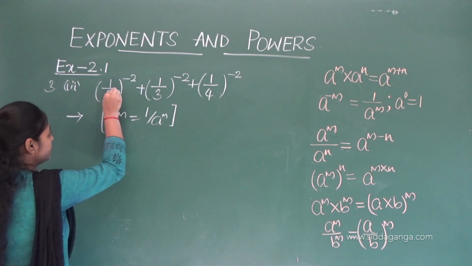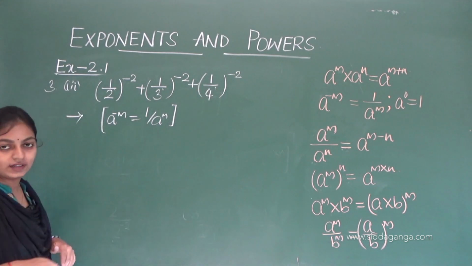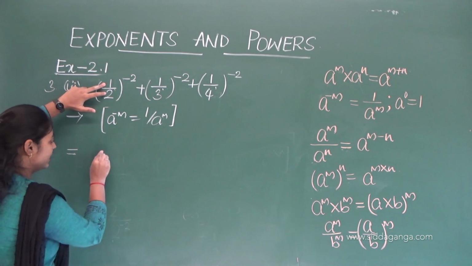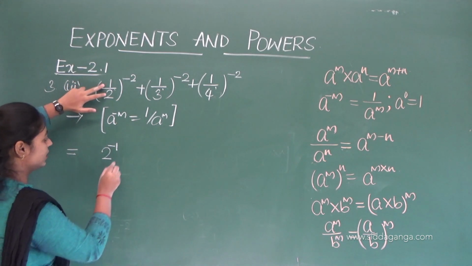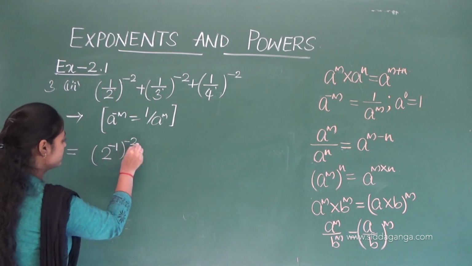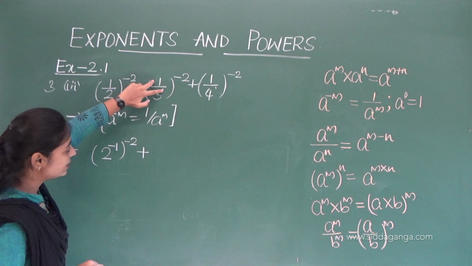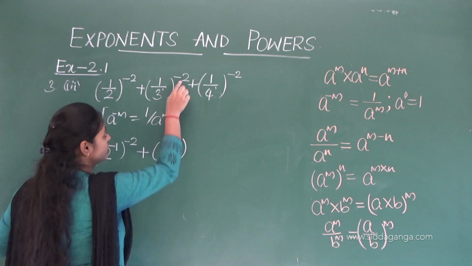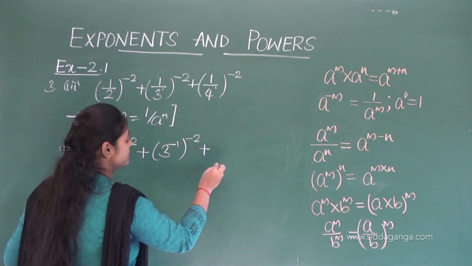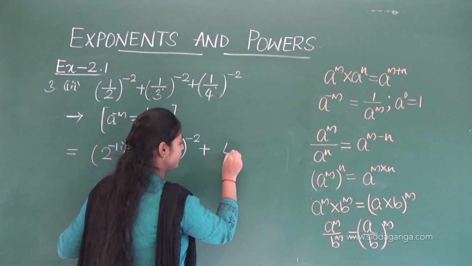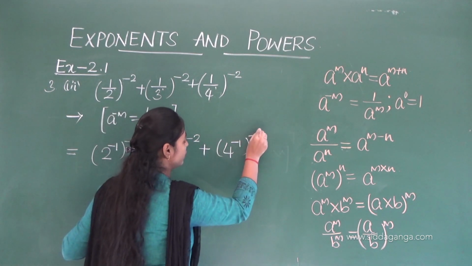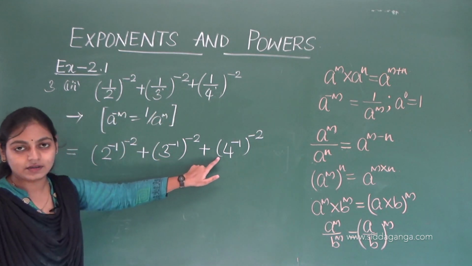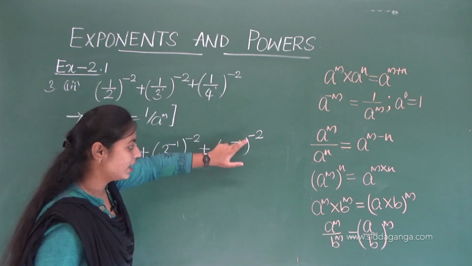So the 2 to the power of 1, 3 to the power of 1 and 4 to the power of 1 in the denominators, if we convert to negative exponents: 1 by 2 power 1 becomes 2 to the power of minus 1 whole to the power of minus 2, plus 1 divided by 3 raised to the power of 1 becomes 3 raised to the power of minus 1 whole to the power of minus 2, plus 4 raised to the power of minus 1 whole to the power of minus 2. We converted the positive exponents into negative exponents, and the exponent minus 2 we wrote as it was.